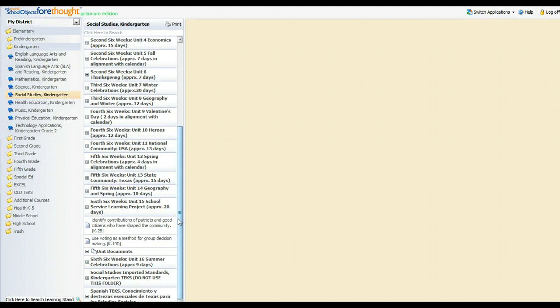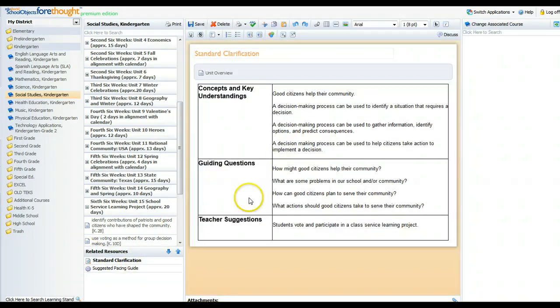First off, you start with 20 days of a school service learning project. This only has 2 TEKS, so you have a lot of ability to really customize this to what's best for your students. So let's start with your unit overview and look at your documents.